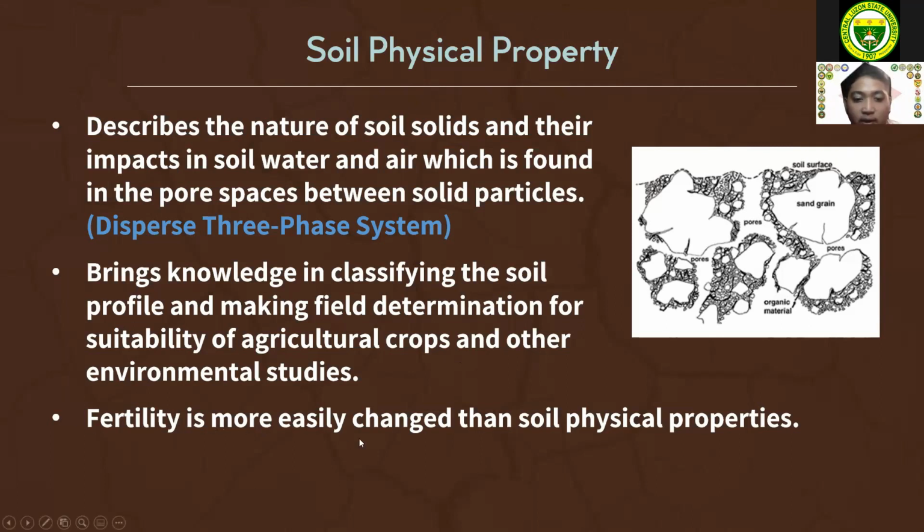So fertility is more easily changed than soil physical properties. So yung fertility kasi once na sinabi natin fertility, deals with the nutrient contents of the soil. So dahil nga meron naman tayong mga fertilizers, we can easily change the fertility status of the soil, but not the soil physical properties. So soil physical properties, there are soil physical properties that are very stable, na hindi siya na-altered agad-agad. So ano ba yung mga yon? So later on, madi-discuss natin yun.